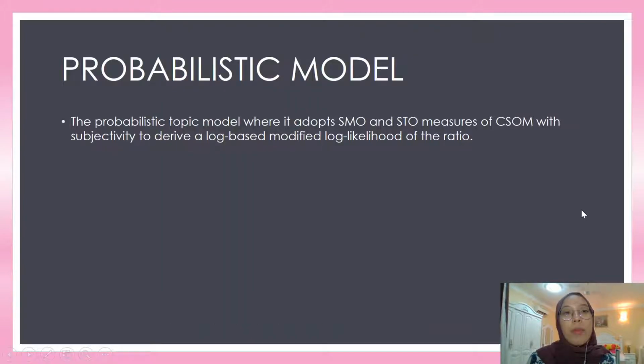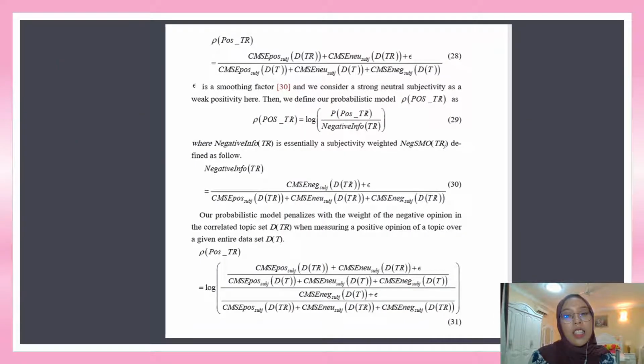Okay, the next is the probabilistic model. The probabilistic model adapts the SMO and STO measures of the CSOM with subjectivity to derive a modified log likelihood of the ratio. This is the formula that was given in the article. As we can see here, they also use the CMSE post-subjective, where we see the smoothing factor, and we consider a strong neutral subjective as a weak positive here. And then this is the negative info of the opinion.